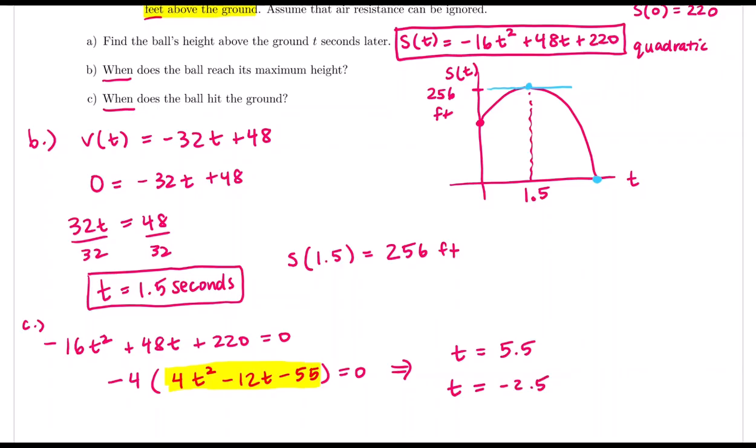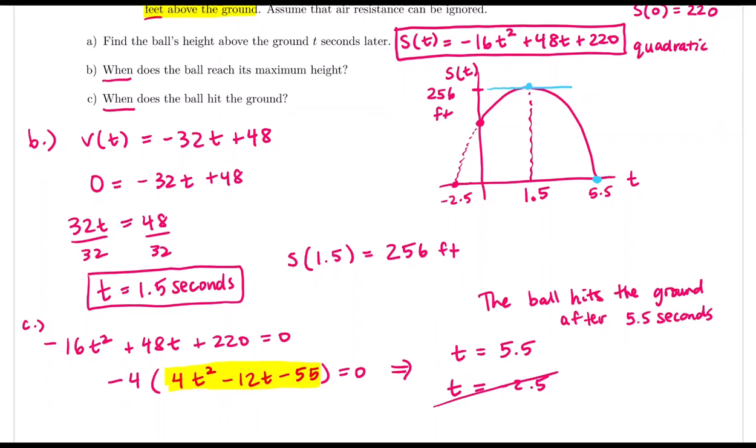We don't usually think of time as being negative, but visually we know that if I were to continue down here, this ordered pair would have a t coordinate of negative 2.5, and this one here would be 5.5. To answer our final question, negative 2.5 is not in our domain because we're only thinking about positive t values or t equals 0. So we can say the ball hits the ground after 5.5 seconds. And that's it for part C.